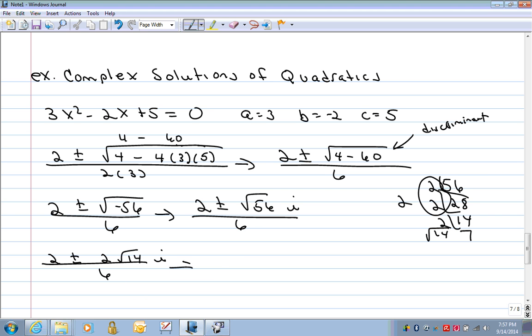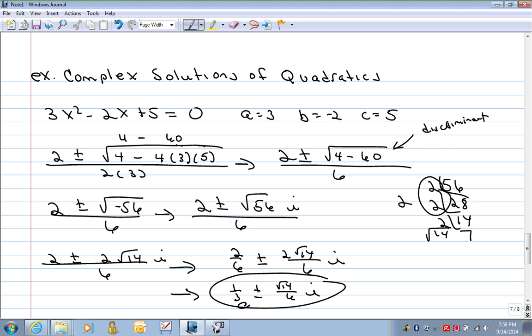Now I'm going to divide this up into a plus bi form. So a would be 2 over 6, plus or minus b would be 2 square roots of 14 over 6, and then i. And this way I can reduce. So 2 over 6 would be 1/3, plus or minus, and this would also be 1/3, so the square root of 14 over 6i. And now you have your standard a plus bi form.